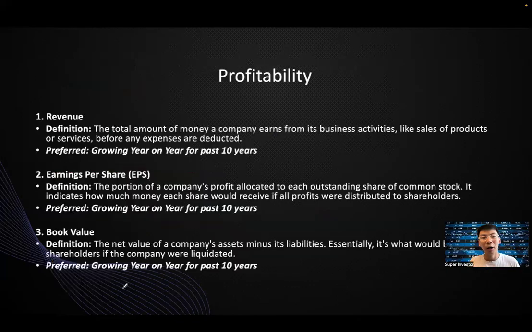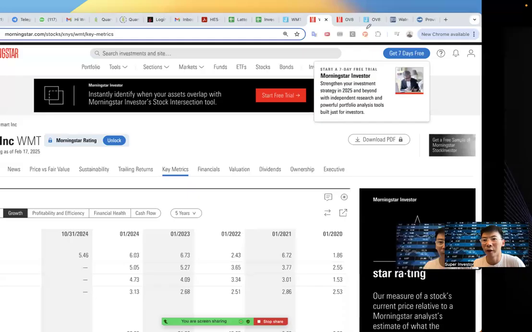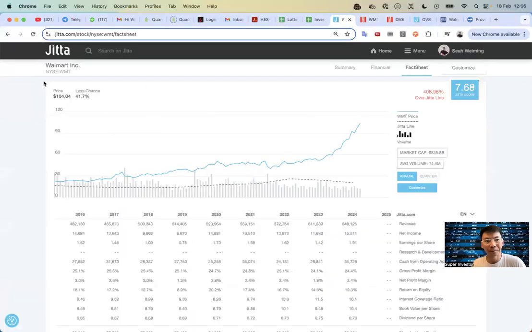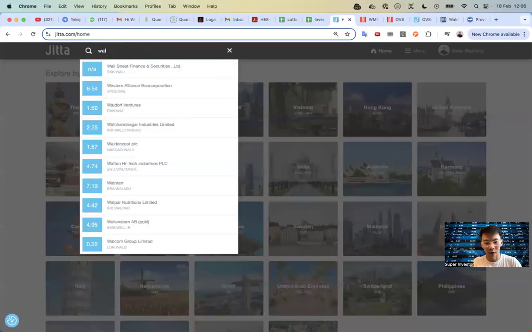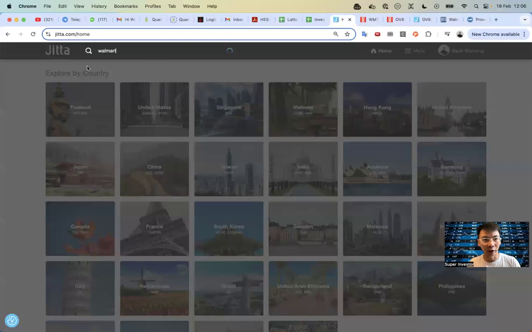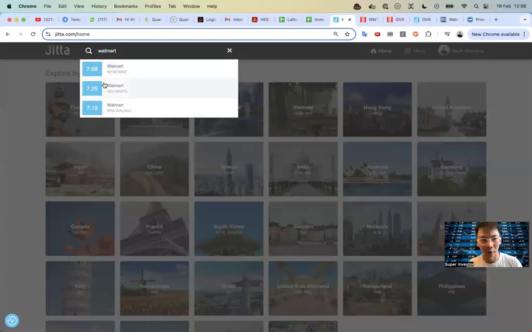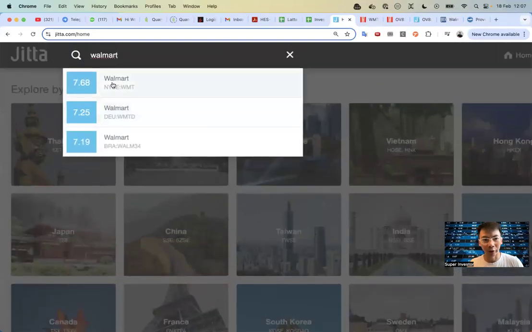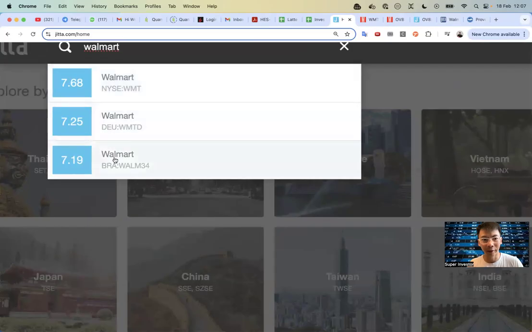Segment by segment. First segment, profitability. Now, I'm looking at three things: revenue, earnings per share, and book value. So let me show you where to find them first. Going into Jita, I'm going to show you this. Okay, so Jita, when you click on this website, I'm going to search for Walmart. Sometimes you have to search for the particular company's name. Okay, Walmart.